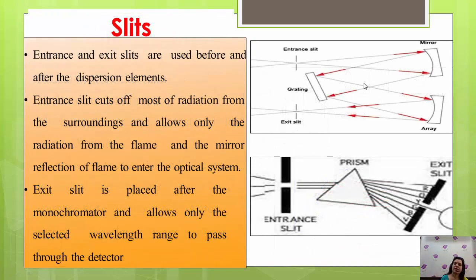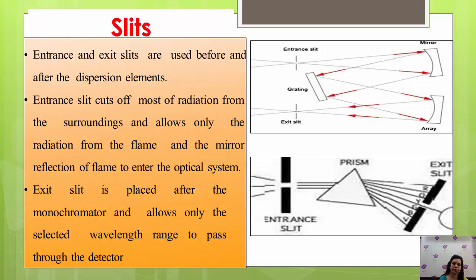Slits. Entrance and exit slits are utilized before and after dispersion of the element. Here, most of the radiations move in the surroundings. The entrance slit cuts most of the radiation from the surrounding, and it allows only the radiations from the flame and the mirror to enter into the optical system. The monochromator is placed after this, and it channelizes the radiations again and detects.